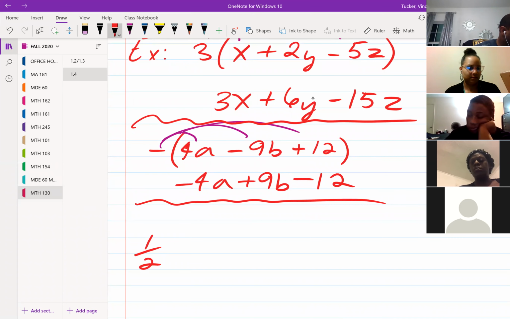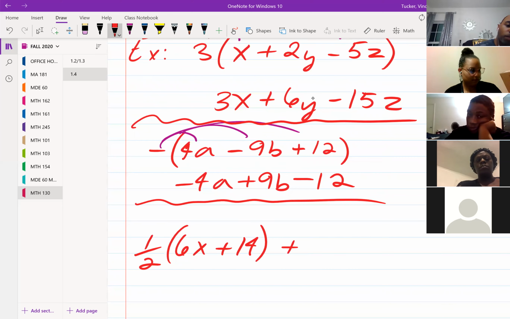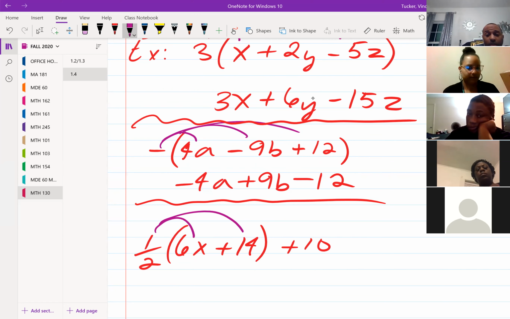Do at least one more. Let's see one with a fraction. All right, so here we want to do the same thing, and be careful here with your distribution. That 1/2 will only be applied to the terms that are in the parentheses. That 10 in the back will not be affected.